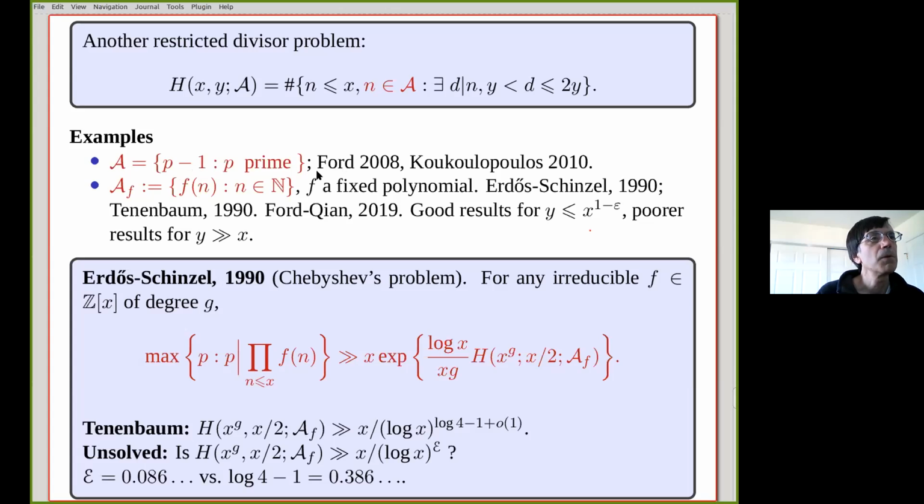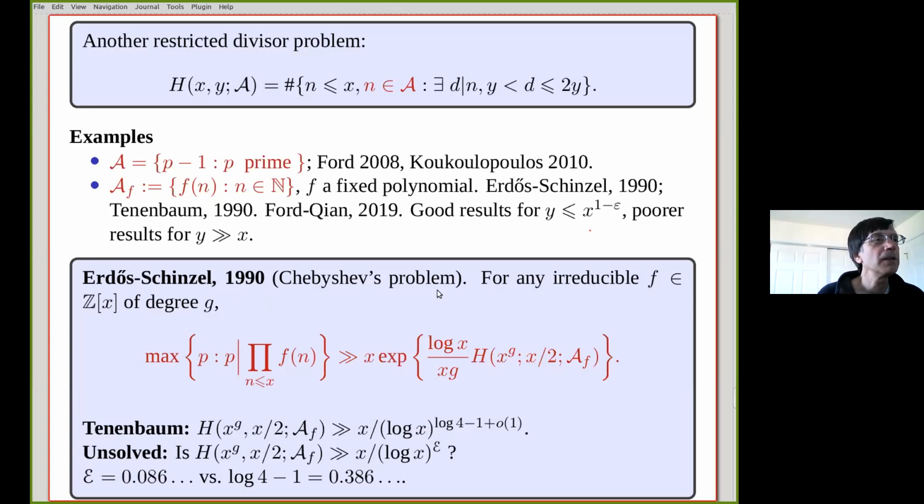I came up with an upper bound, and then Dimitris Koukoulopoulos supplied the much harder lower bound of the same order of magnitude. If the set A is the set of values of a fixed polynomial, this is a problem that has received a lot of attention because of its connection to something called the Chebyshev problem. Erdős, Schinzel and Tenenbaum worked on this in the 90s. And then I have a paper with Xian from last year, getting the order of magnitude when y is, let's say, not too large. But when y is of size x, the results are poor. And that is, in fact, the most interesting range of y because of this theorem of Erdős and Schinzel.